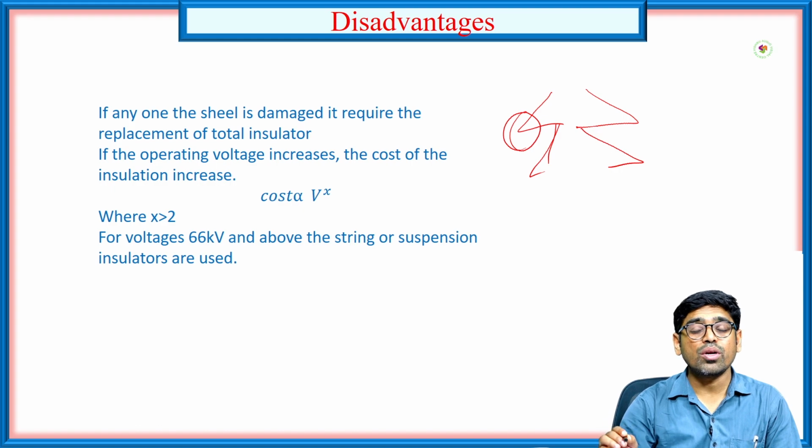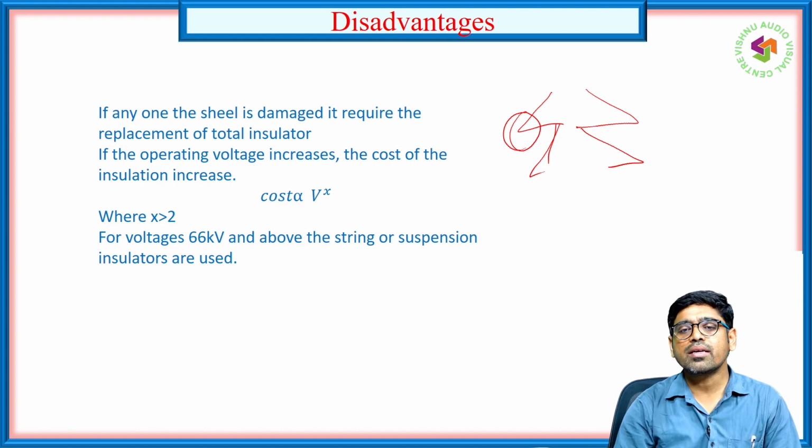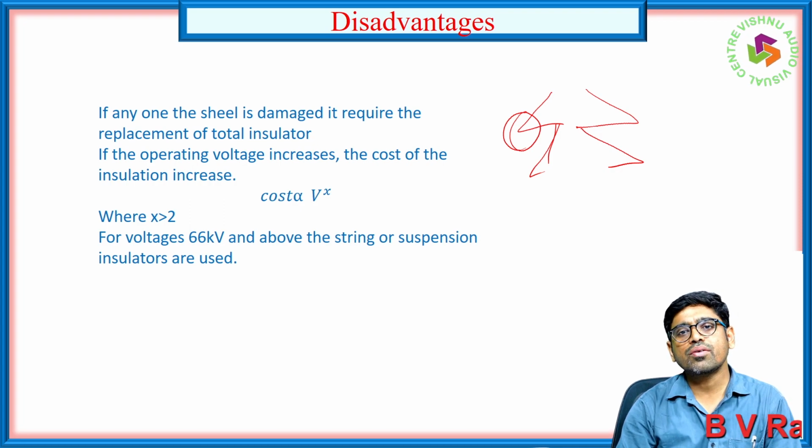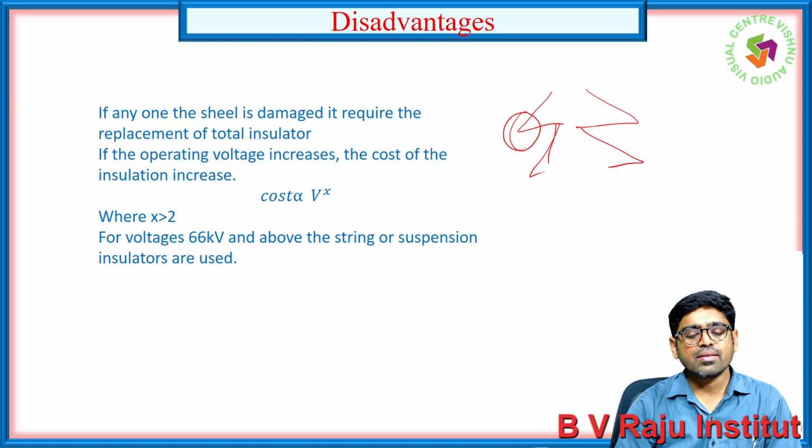Okay, so that total insulation means this insulator is more costly. If this particular shield gets damaged, and the operating voltage increases, the cost of the insulation increases. So this cost is proportional to V to the power X, where X is greater than 2.